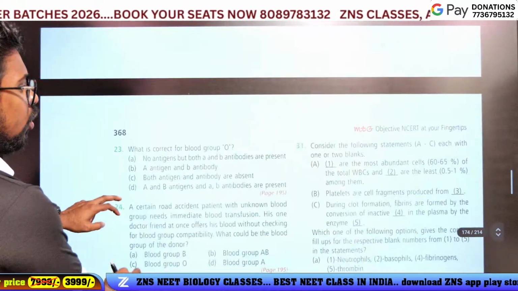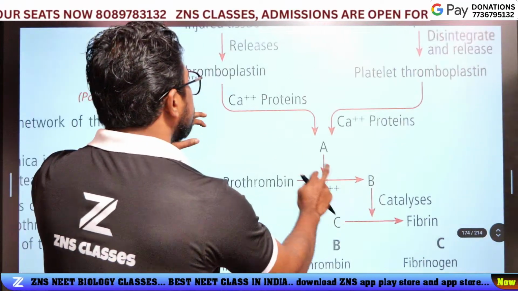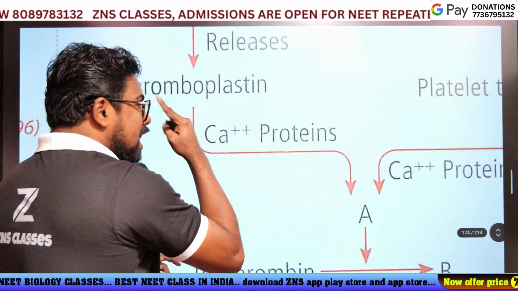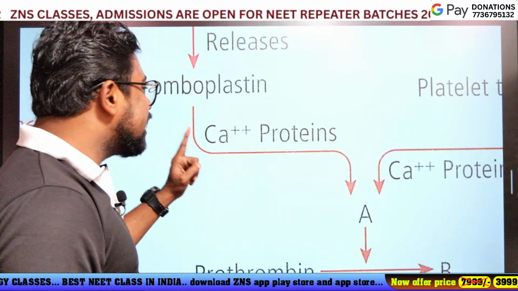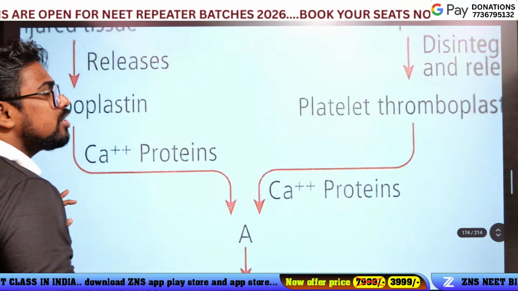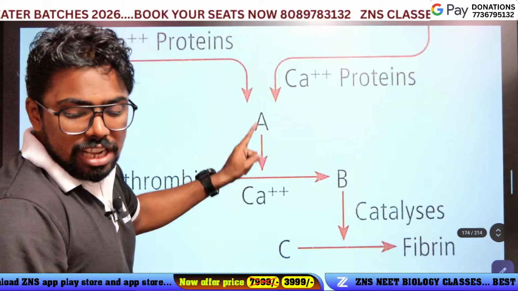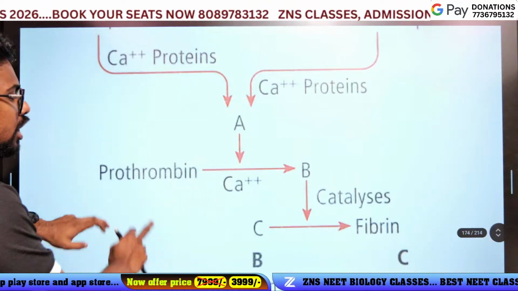You know we already studied this reaction. Look here, guys, calcium is important. Calcium and vitamin K are very important for blood clotting. The calcium is a catalyst. Okay, the calcium is very important. First of all, next question.